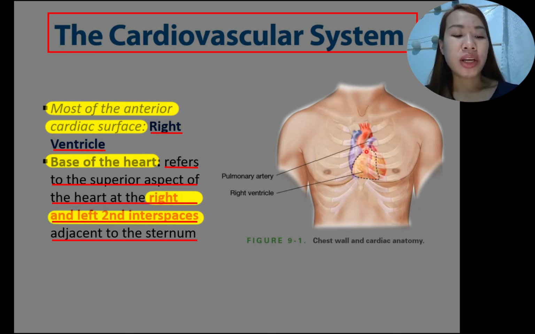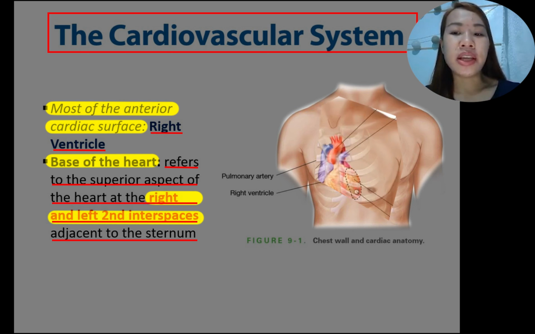What I want to emphasize here is that the heart's apex is located inferiorly, while the base is located superiorly. This is different from that of the lungs, where the apex is located superiorly and the base is located at the inferior portion.